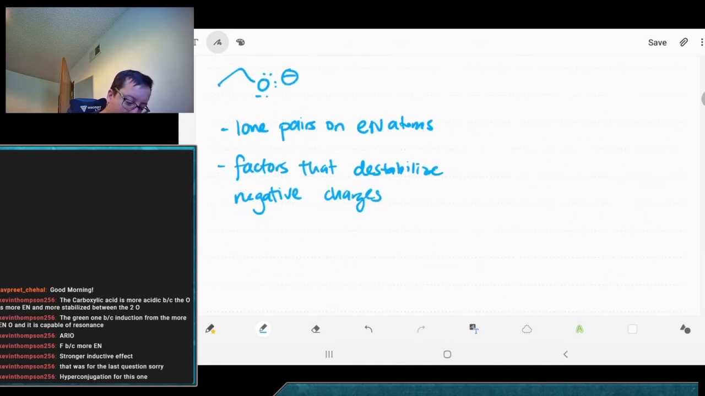For example, never mind, let's not use that example. Let's use this.